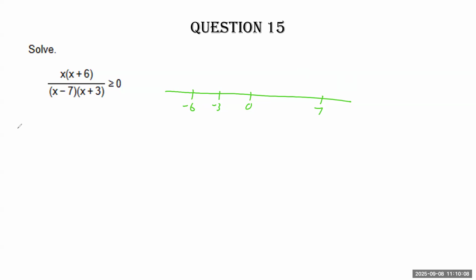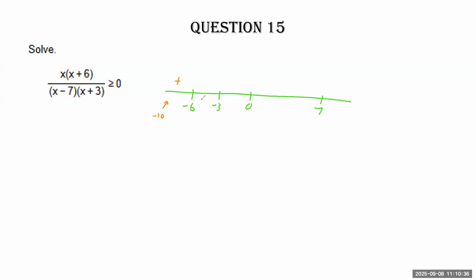Let's start down here at the bottom. Let's pick -10 for this one. If that's -10, then this is going to be a negative times a negative, so this is a positive in the numerator. This is going to be a negative and a negative, so a positive in the denominator. A positive over a positive gives you a positive answer.